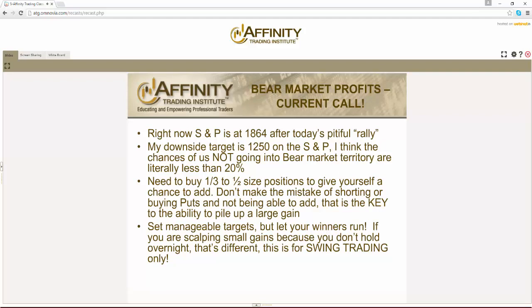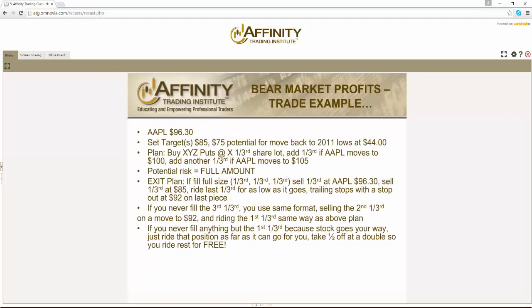Okay, so here's a trade example that I've given. It's Apple, 96.30, set targets 85, 75, potential for a move back to the 2011 lows at $44. Okay, seems crazy, but if we do go into a full-blown bear market, trust me, it won't seem so crazy anymore. Right? Plan: buy XYZ puts at X, a third share lot, add a third if Apple moves to 100, add another third, like I said, if Apple moves to 105. Potential risk equals the full amount.